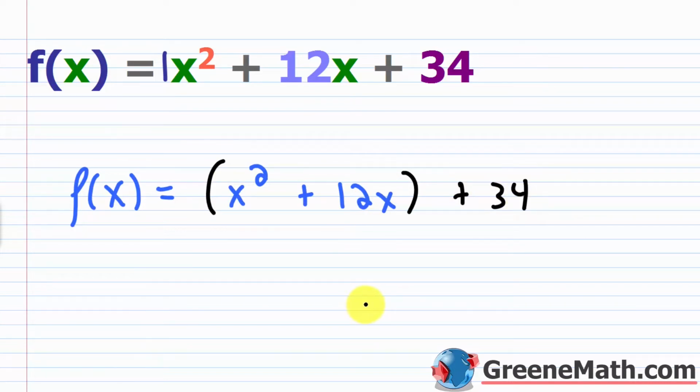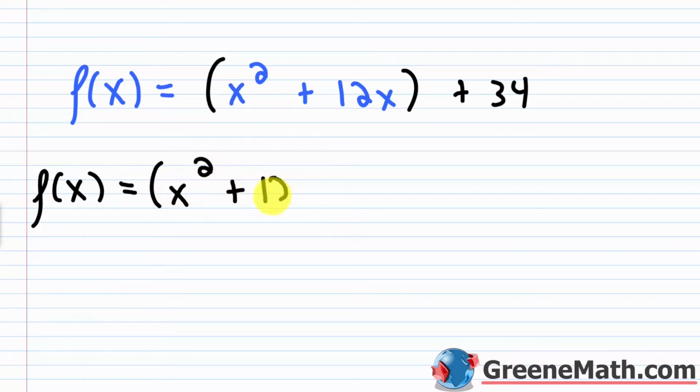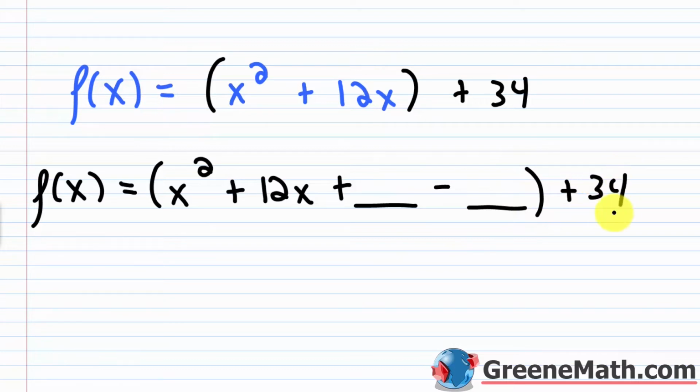Now what I want to do is complete the square. Let me scroll down and get some room going. So I have f of x is equal to, I'm going to make this a little bit bigger, x squared plus my 12x, and then I'm going to add something here to complete the square, and then I'm going to subtract something here, and I'll explain this in a minute, and then I'll put plus 34 like this.